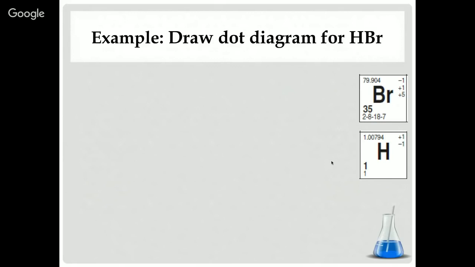Okay, let's try some more practice. Let's draw the dot diagram for HBr. So I'm going to give you a moment to draw that out, and then we'll go over it.